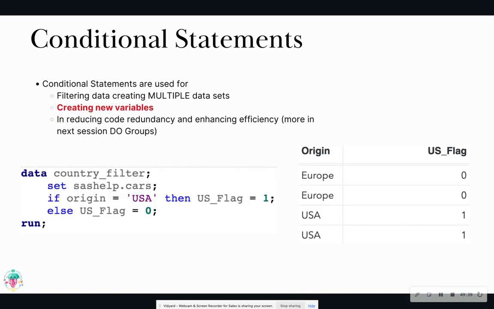Now, with creating new variables, I also can do that here. In this case, I'm creating a data set called country_filter, and it's reading from my sashelp.cars data set. If the origin is equal to USA, then create this new variable called US_flag equal to 1. Else, set that flag equal to 0. Maybe I need to do a classification model that's going to predict whether or not a car would most likely be a United States car or a different manufacturer. So it also helps me create features.